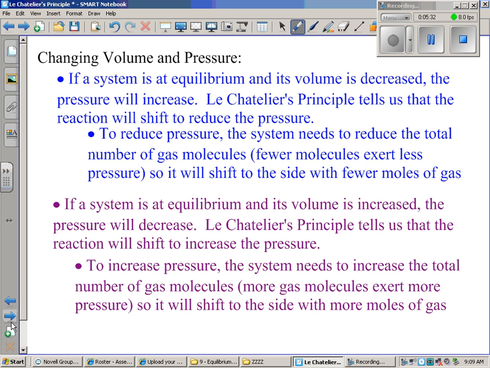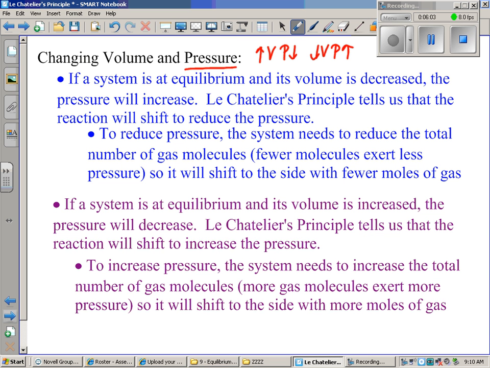All right, so the next stress that we can do would be changing the volume of the container that your gas is in, and thus changing pressure. Just a quick reminder, if you increase volume, then pressure goes down, and if you decrease volume, pressure goes up, if you remember from Boyle's law in our gas law problems. So what we're going to do on these ones is, again, think of the stress in the exact same way we did with the adding of reactants or products.